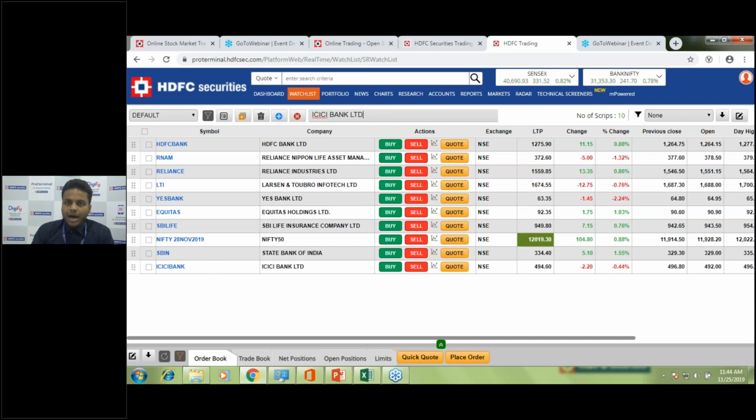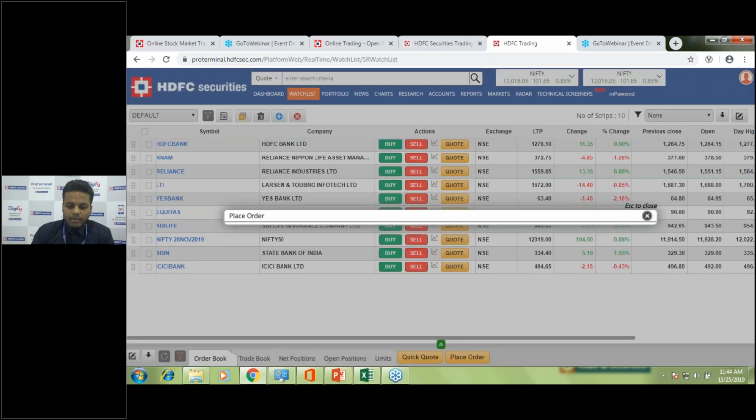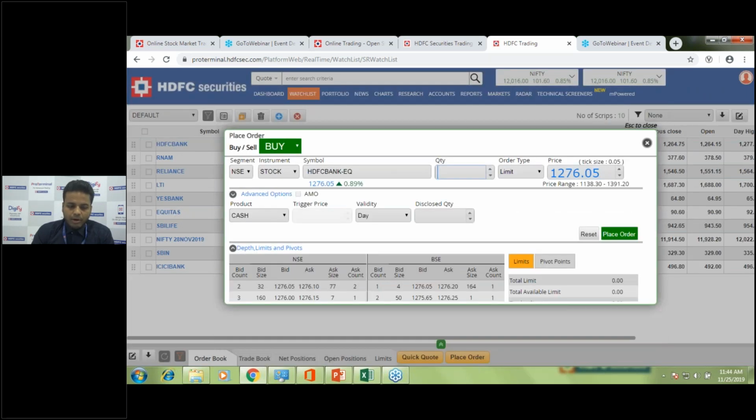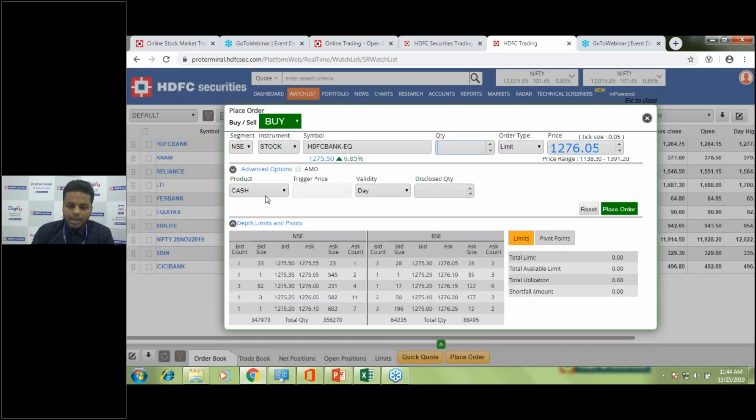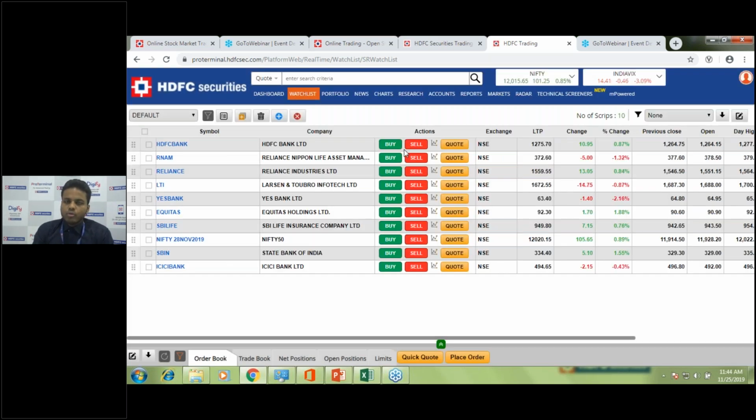In case I want to buy or sell, I can do it right from the watch list only. Let's suppose I want to buy HDFC Bank. I will click on buy, and the buy panel will open up. Just enter the quantity and select a product: cash, intraday, cover, or e-margin. Disclosed quantity is optional, then place order. So we can buy and sell from ProTerminal only. We don't have to go to our Empowered or our mobile application for order placement. We can use ProTerminal for order placement as well as for research analysis.